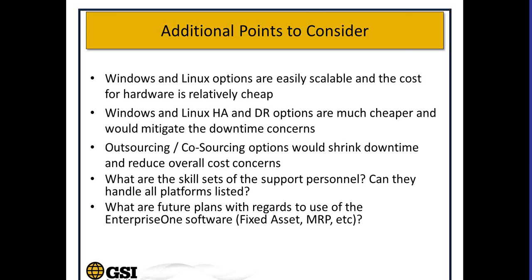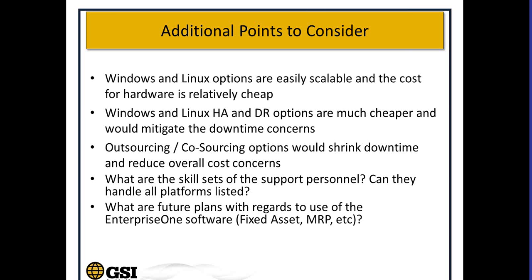Also, we talked about scalability. Windows and Linux are going to be easily scalable. The cost of the hardware is cheap, and it's always getting cheaper. What costs me $10,000 this year, next year is going to cost me $5,000 for the same thing. And it's always like that. So if I want to pick an architecture that's going to grow with me, that's definitely something to consider.